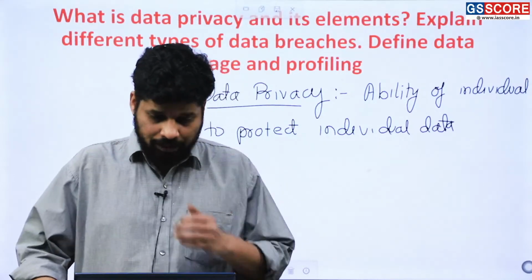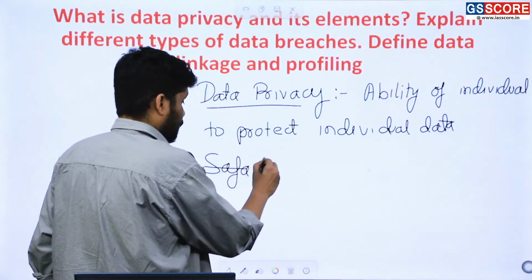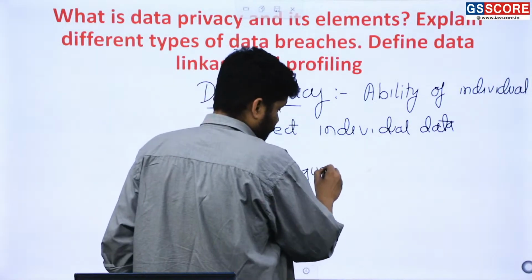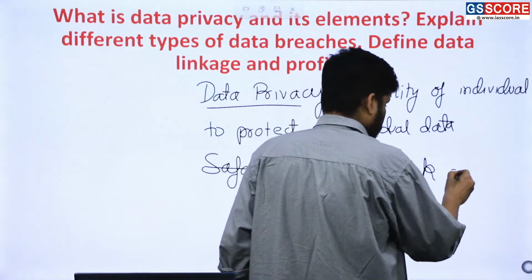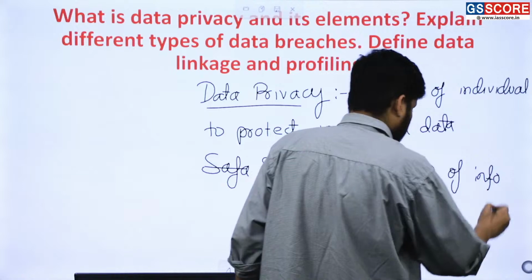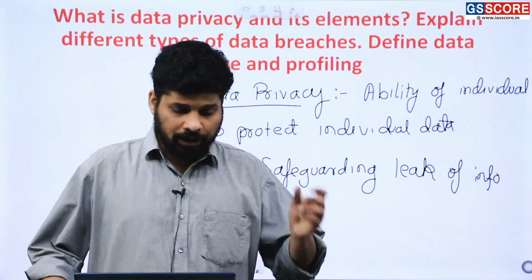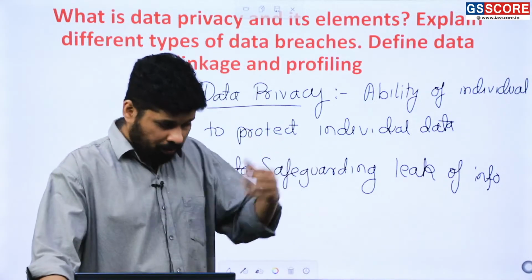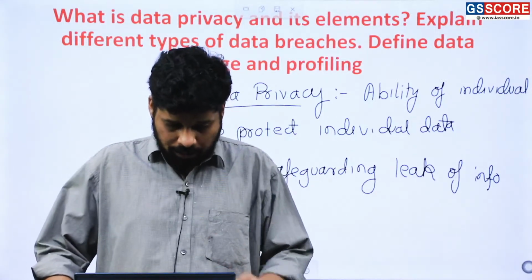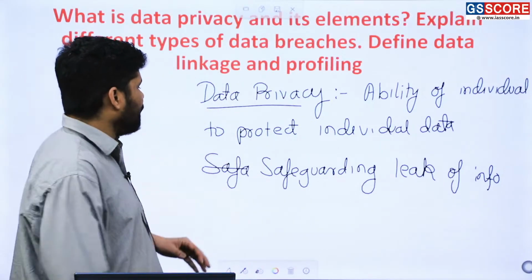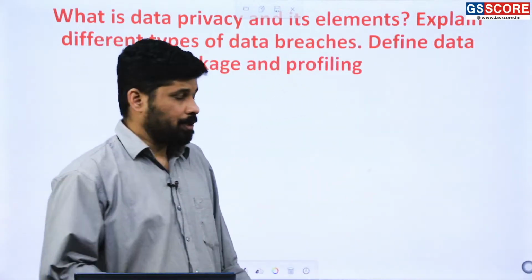It basically involves safeguarding against leak of information, leak of unauthorized information, unauthorized access, misuse of the information, or exposure of that information without consent. This is what data privacy is. Major elements of data privacy are, so first is consent.